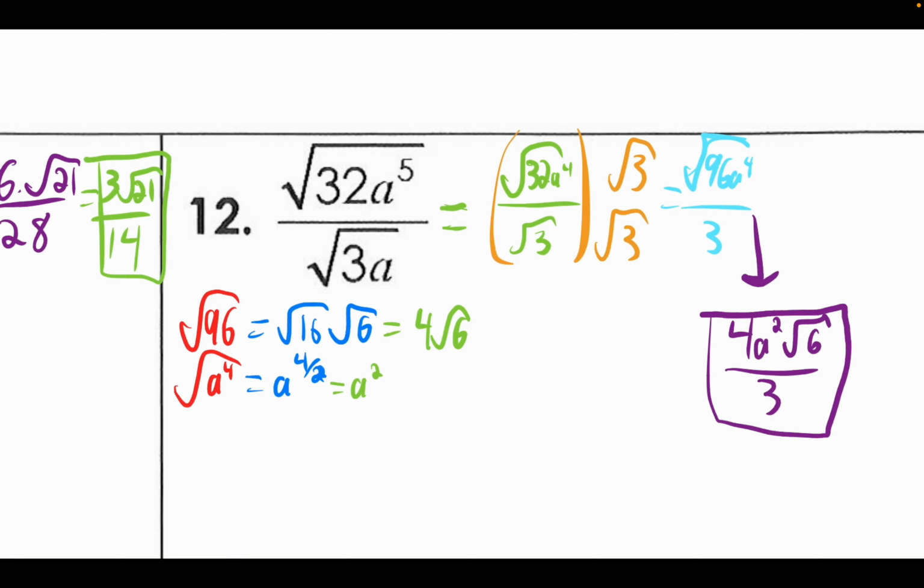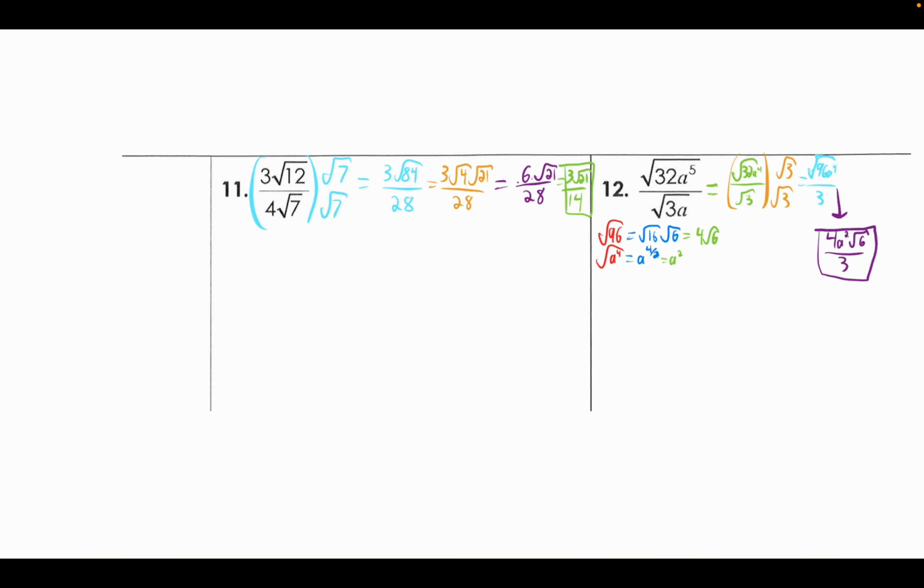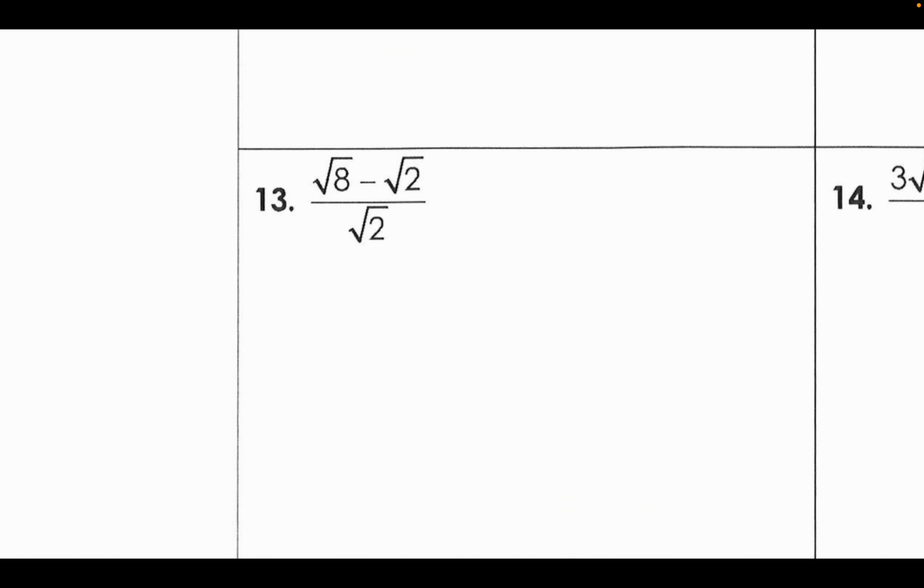Now we'll move on to number 13. Counting is hard sometimes, I suppose. 8 minus square root of 8 minus square root of 2 over square root of 2.